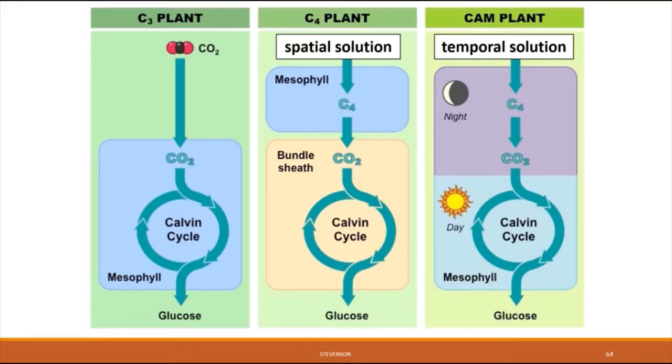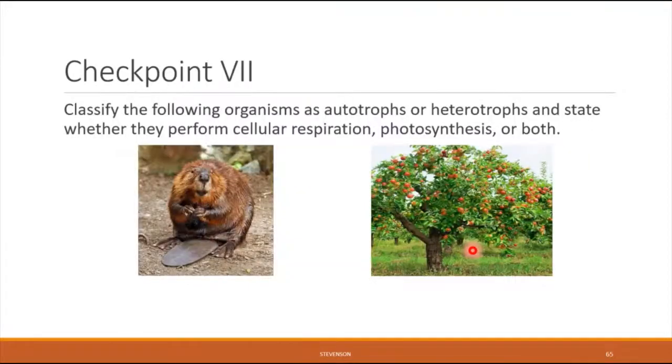Now we're going to finish off the lecture with a few checkpoints to test your knowledge. The first one here has 2 organisms on the slide, and for each of these 2 organisms, the beaver and the apple tree, I want you to tell me whether they are autotrophs or heterotrophs, first of all, and second of all, whether they perform cellular respiration, photosynthesis, or both.